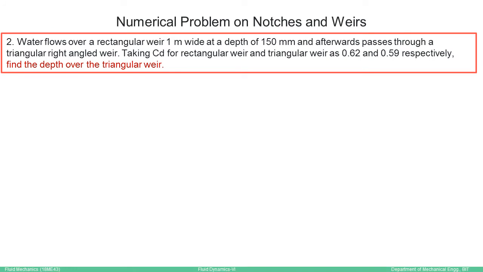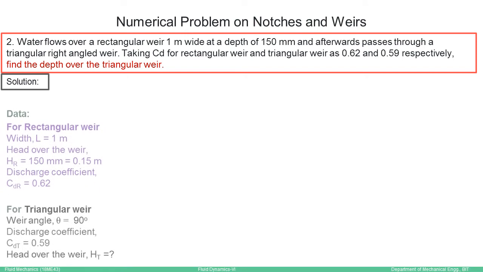Water flows over a rectangular weir 1 meter wide at a depth of 150 millimeter and afterwards passes through a triangular right angled weir. I must understand that carefully. The water flows over a rectangular weir 1 meter wide and depth of 150 millimeter. L and capital H are given for the rectangular weir and then it passes through a triangular right angled weir. So theta is 90 degree. Taking CD for rectangular weir and triangular weir as 0.62 and 0.59 respectively, find the depth over the triangular weir.